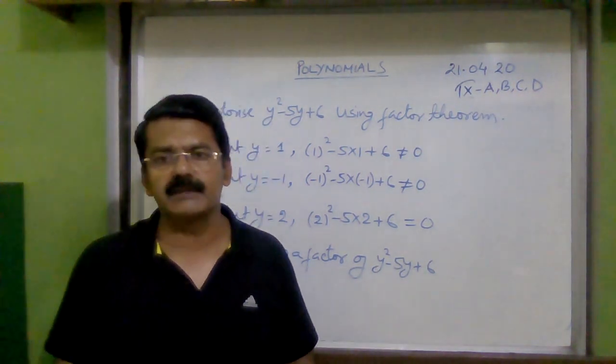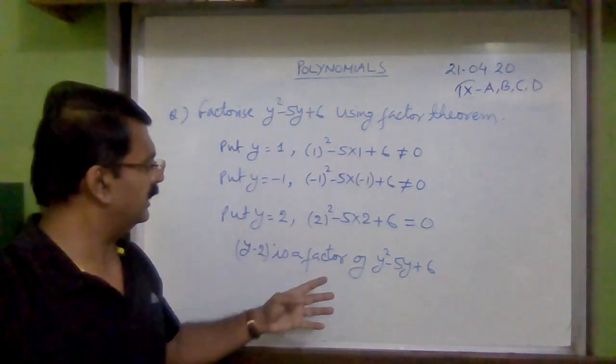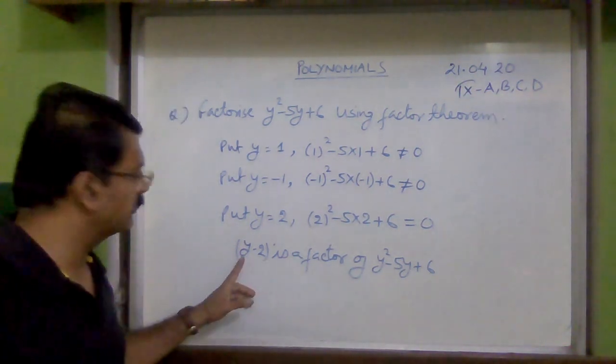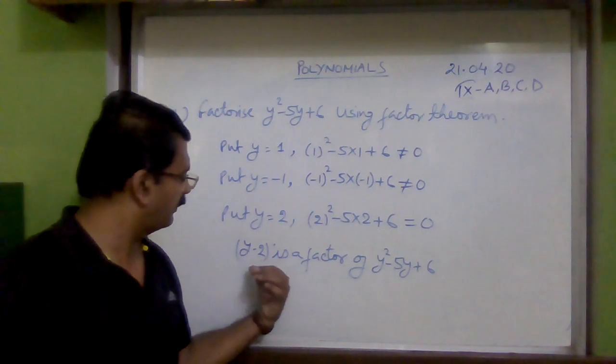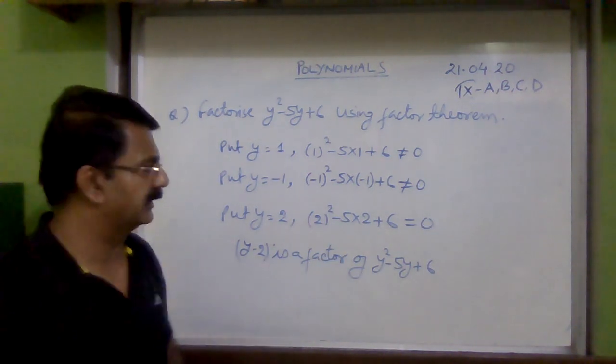Similarly, in a cubic expression we will have three factors. So here we will have two factors, out of which one we have found. Now you divide the given expression by the factor you have already found, and you will get the second factor.